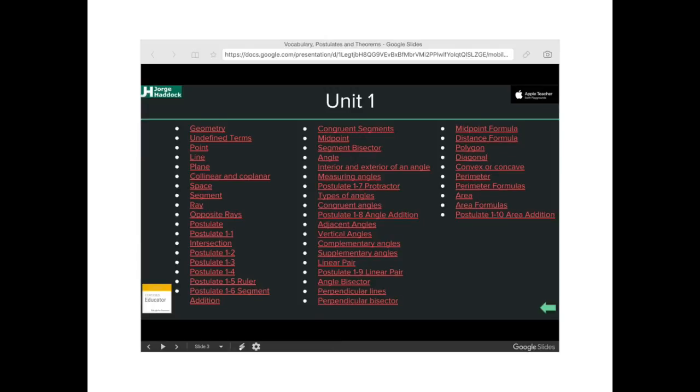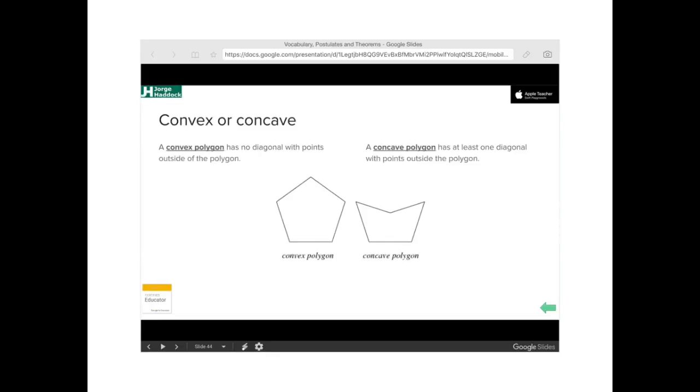It's convex and concave polygons. A convex polygon has no diagonals with points outside of the polygon. So if I draw my diagonals from right here to wherever I want to draw them, as you can see, none of them are going out. Remember that a diagonal is a segment that has endpoints in two non-consecutive vertices.